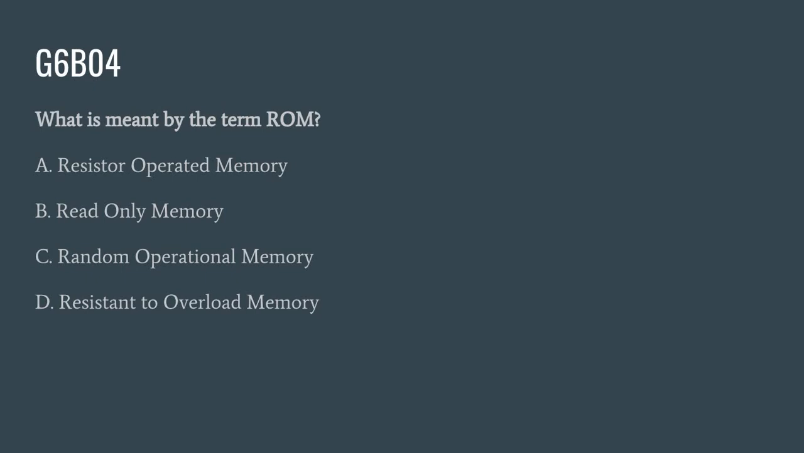G6B04, what is meant by the term ROM? A, resistor operated memory, B, read-only memory, C, random operational memory, or D, resistant to overload memory. Correct answer B, read-only memory.